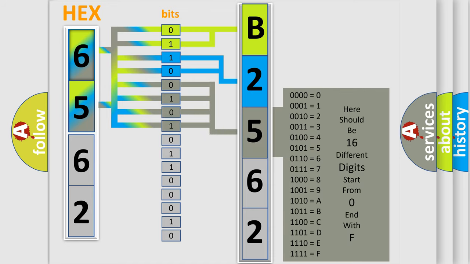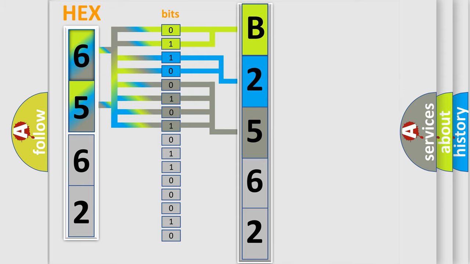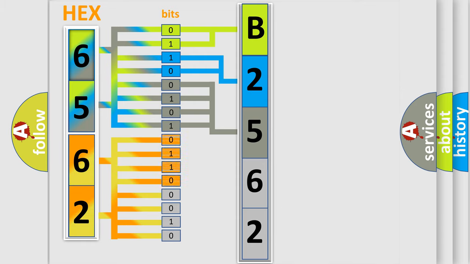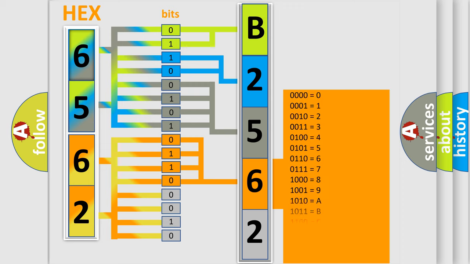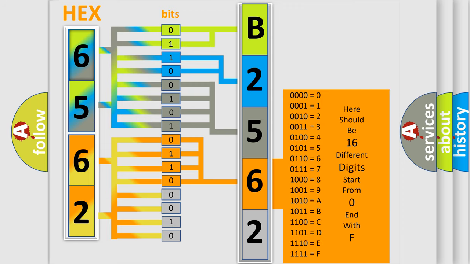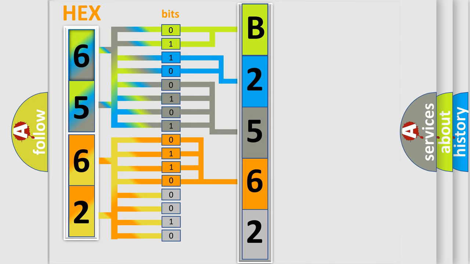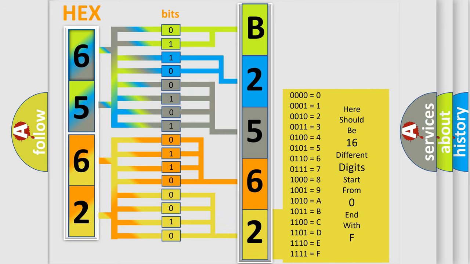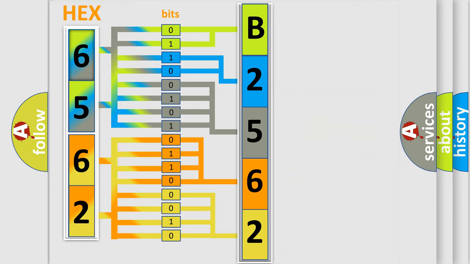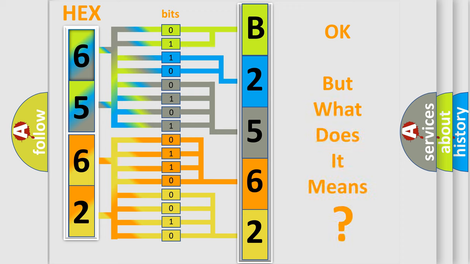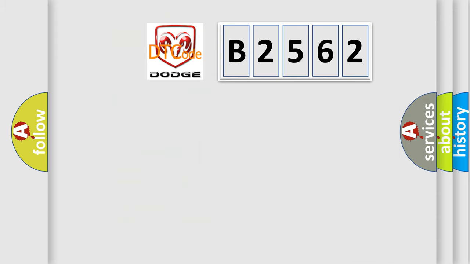The second byte is composed of a combination of 8 bits. The first 4 bits determine the fourth character of the code, and the combination of the last 4 bits defines the fifth character. A single byte conceals 256 possible combinations. We now know in what way the diagnostic tool translates the received information into a more comprehensible format. The number itself does not make sense to us if we cannot assign information to what it actually expresses.